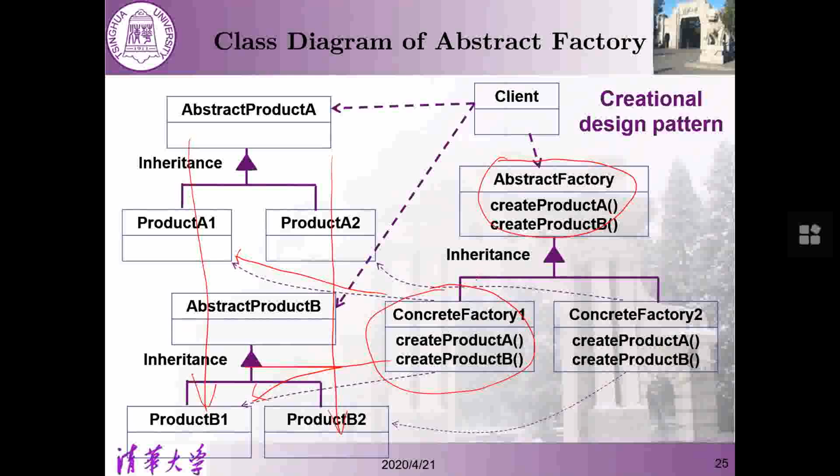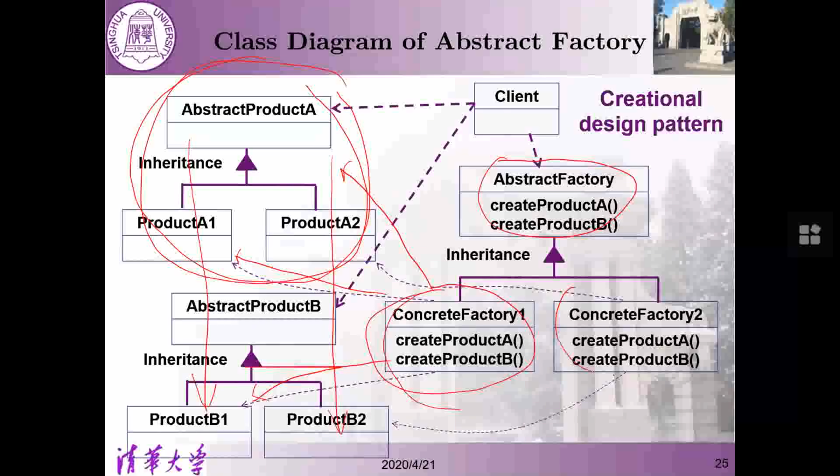Someone may argue, why should we design like that? Why not design like each concrete factory corresponds to an inheritance family, like this? Why not for each concrete factory create a family of products? That seems easier, right? Whenever you have a new product, you just create a family of inheritance for the product, and then you can add a new factory. Why not design like that? This is not possible. You can try to design like that, but this is not possible.